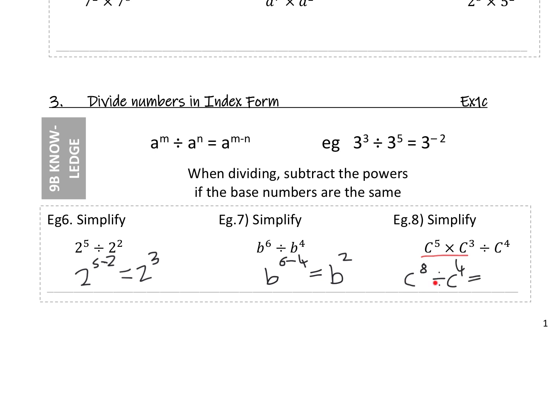C to the power of 13 divided by c to the power of 4. The bases are the same, and we're dividing, which means we subtract the powers. So 13 take away 4, which gives us 9. So your answer is c to the power of 9.